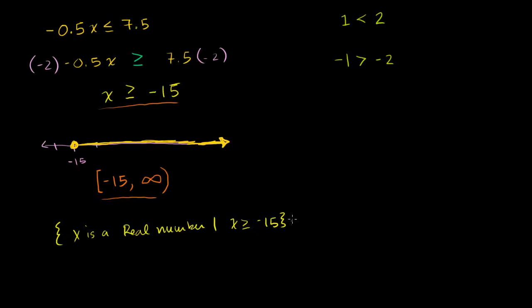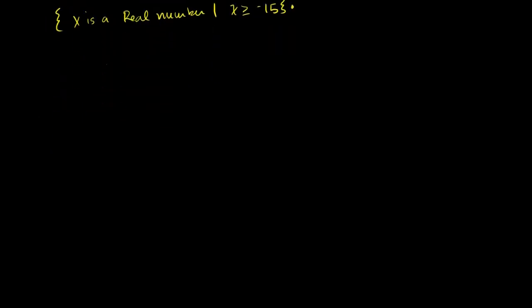All of this, this, and this are all equivalent. Let's keep that in mind and do a couple more examples. So let's say we had 75x is greater than or equal to 125.